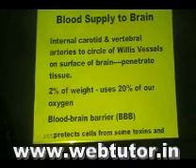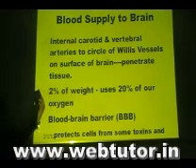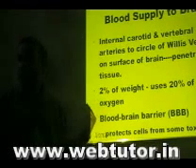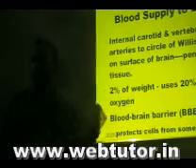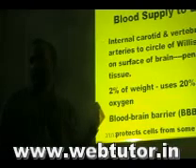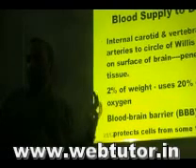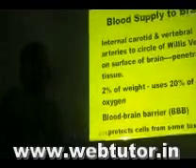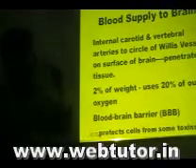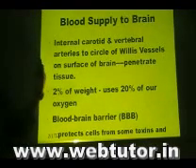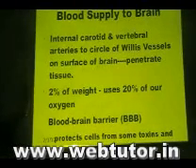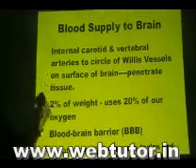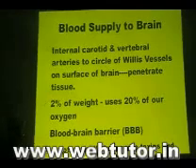Remember your brain just forms about 2% of the total weight of the body, but its energy needs, its oxygen needs, are almost 20% of the whole body. That means it requires a high amount of energy, and it also has a good amount of blood supply. The two main arteries which supply blood to your brain are the internal carotid and vertebral arteries.